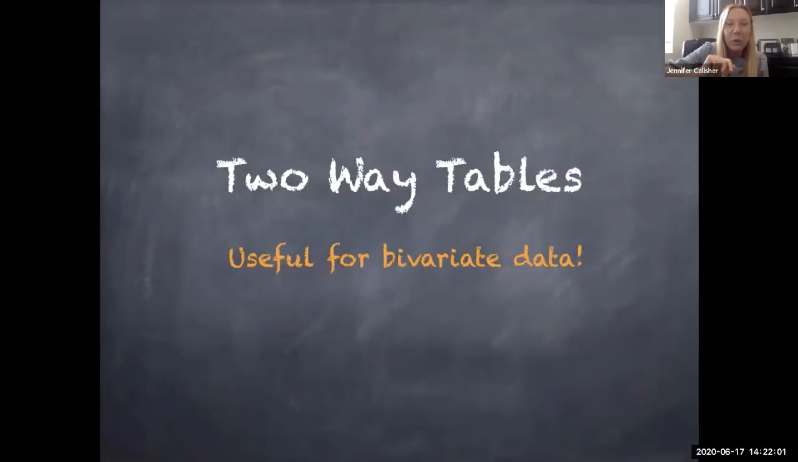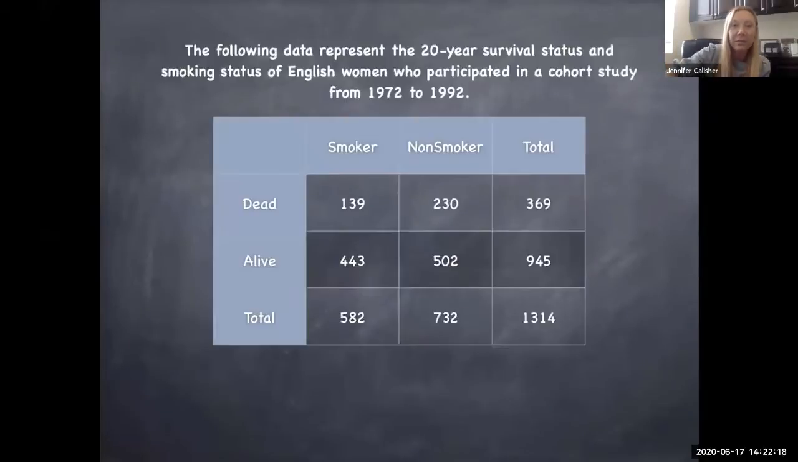Okay, so two-way tables. This is useful for bivariate data. Does anybody know what bivariate means? There's more than one variable? Exactly. In this case, the bi refers to two, right? And variate is variable. So for two variables.